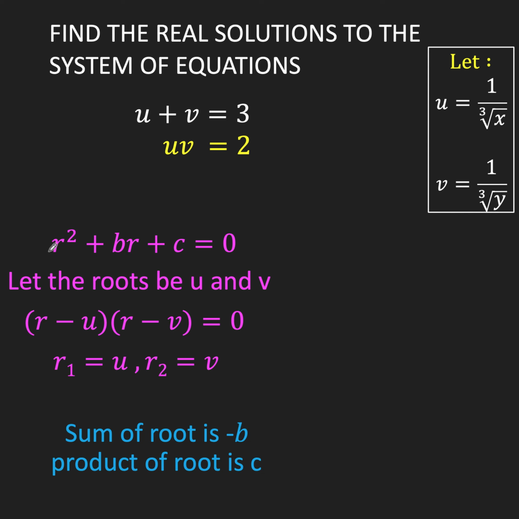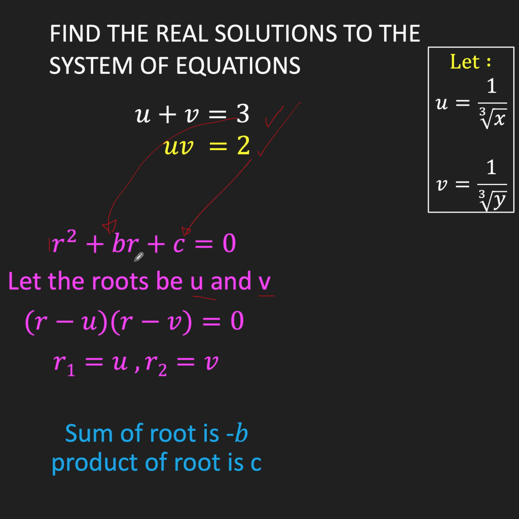If the coefficient of r squared is a, then the sum of roots would be negative b over a and the product c over a. But here we have a coefficient of 1. Now, what does this mean? The sum of the roots is negative b, and the product of the roots is c. If those two roots are u and v, we know that u plus v is equal to 3, and the product of u and v is equal to 2. So this negative b must be this 3, and this c must be this 2.